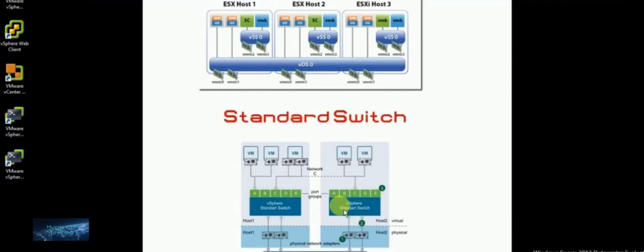Your physical host NIC card will be connected to the vSphere standard switch, and your vSphere standard switch will be connected to the distributed switch. In that way, all the ESXi hosts should have connectivity with each other.